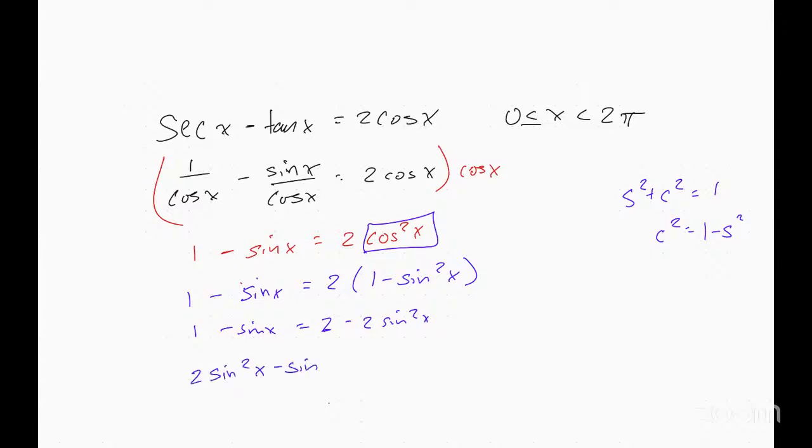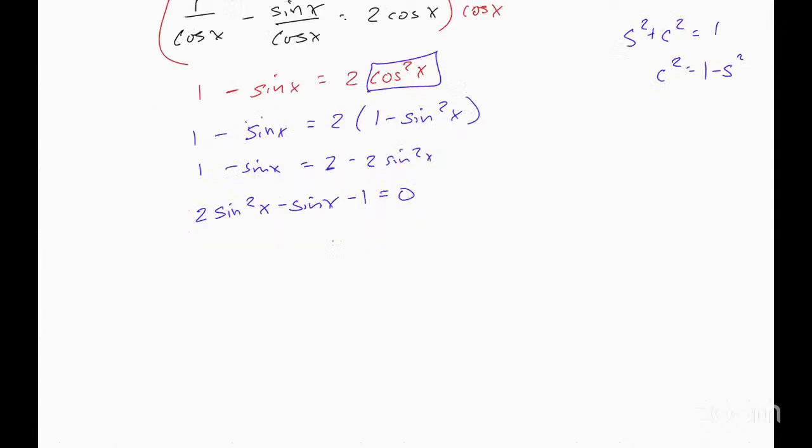Got it? And then I can factor that into 2 sine x plus 1 times sine x minus 1. That way, I multiply that and we get negative sine x. So that works. That means that sine x equals negative 1/2, or sine x equals 1. Stop me if I'm going too fast.